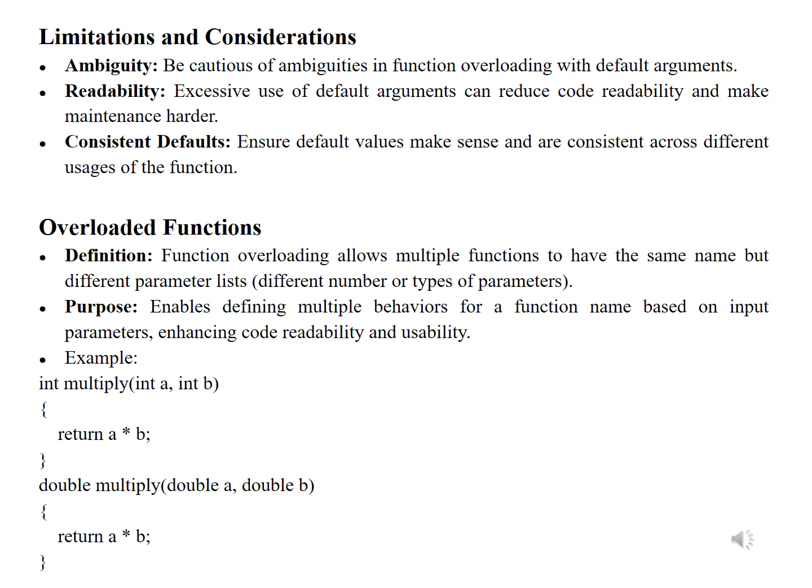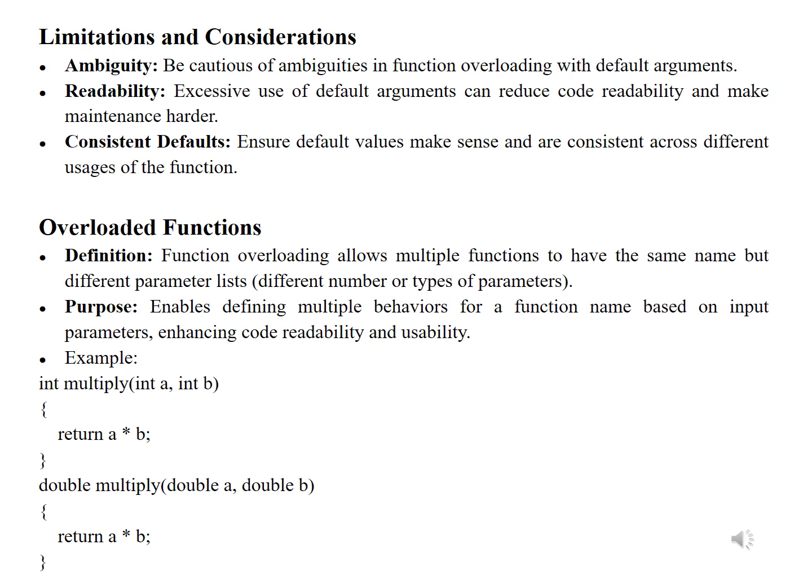For example, int multiply(int a, int b) open bracket, return a into b. So here the multiply function is having a return type of integer and accepting as input a and b. With the same name, another function, double multiply(double a, double b), open curly bracket, return a into b, close that bracket.